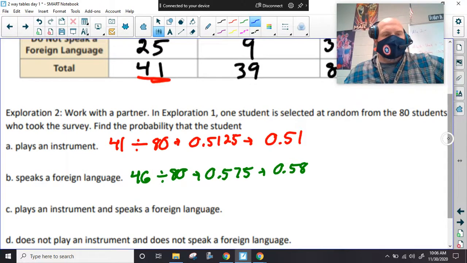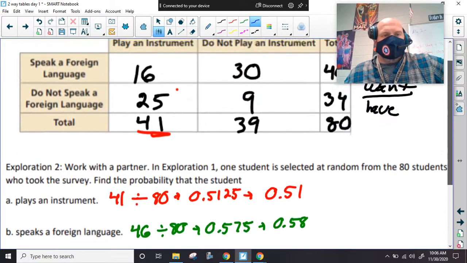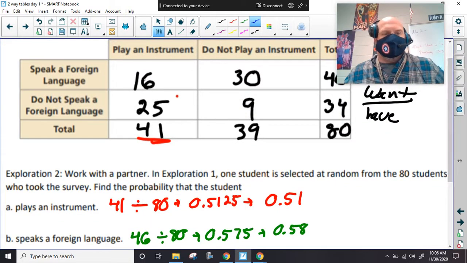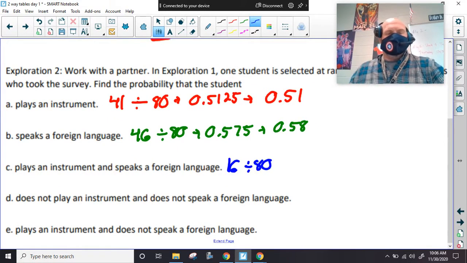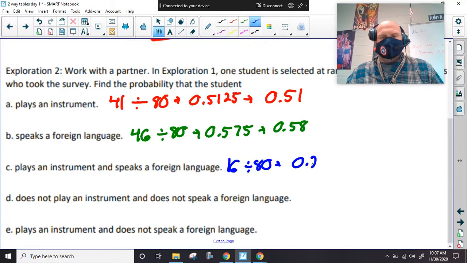Plays an instrument and speaks a foreign language. Well, they play an instrument and speak a foreign language. That's this one right here. That's our 16. All right, so we have 16 divided by 80. Oh, that one's easy. We just get 0.2 or 20, however you want to say it.